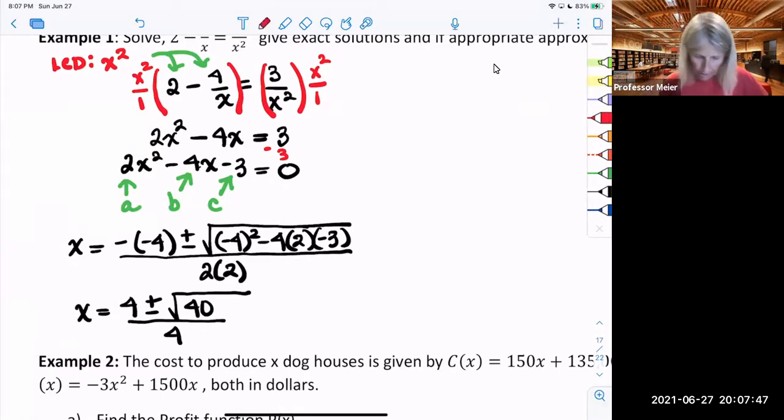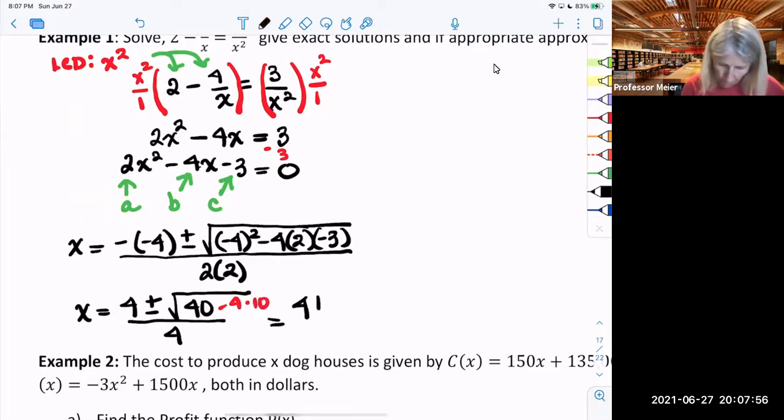Simplifying the square root of 40, I'm going to think of 40 as being 4 multiplied by 10. So when I simplify, I'm going to have 4 plus and minus the square root of 4, which is 2, and the radical 10 stays there, divided by 4 here.